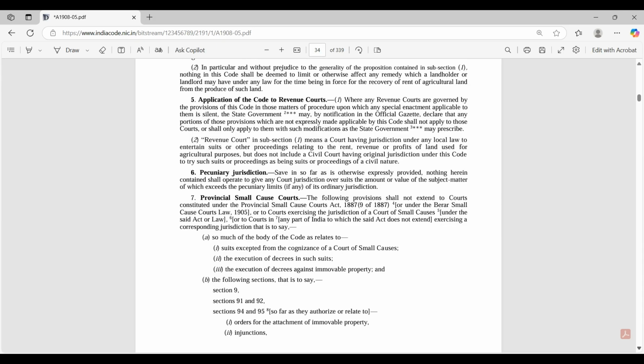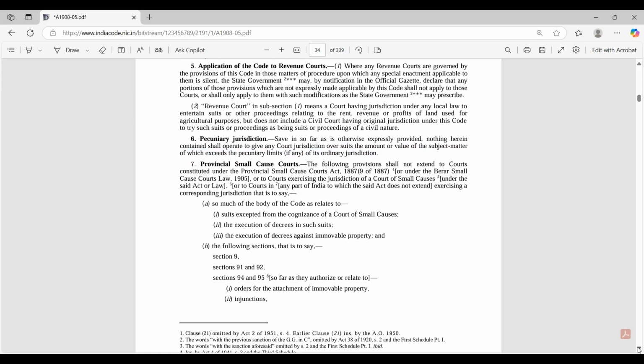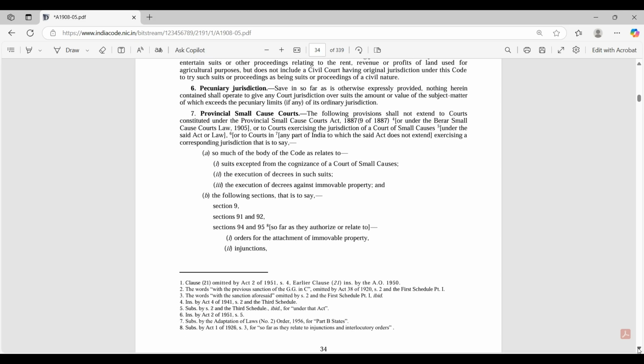Section 6, pecuniary jurisdiction. I'll tell you what exactly pecuniary jurisdiction means. It is jurisdiction decided on the basis of the amount or value of the suit, or the subject matter of which exceeds the pecuniary limits of the court's original jurisdiction. Basically, the amount of the suit decides the jurisdiction. That's what we call pecuniary jurisdiction. Provincial Small Cause Courts you can leave, it's not that useful. A basic reading would suffice.